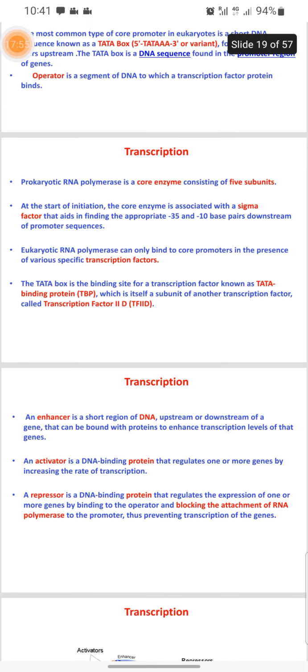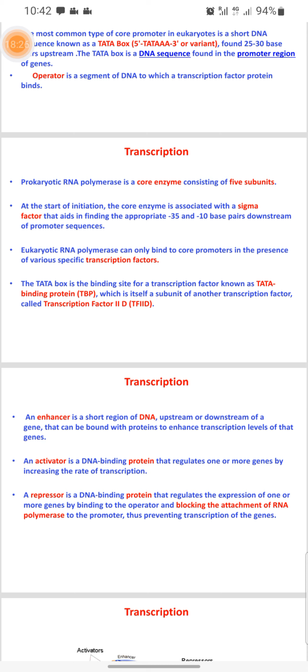In prokaryotes, RNA polymerase is a core enzyme consisting of 5 subunits. Here we will discuss these 5 subunits. Before this, we have studied eukaryotic transcription. Now we will discuss prokaryotic transcription.